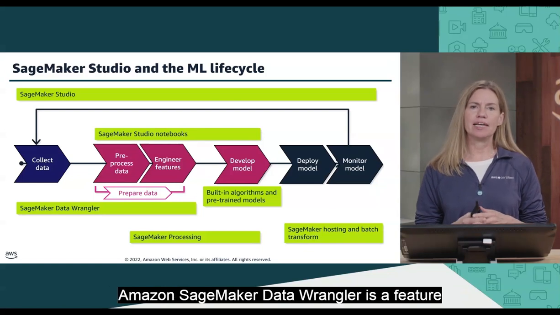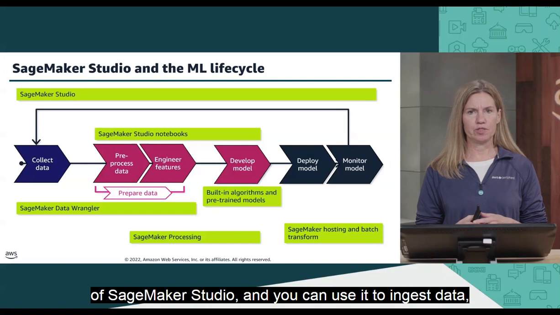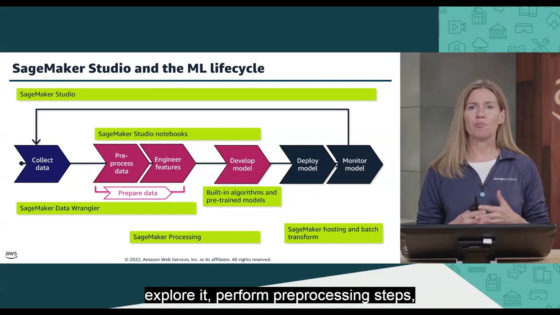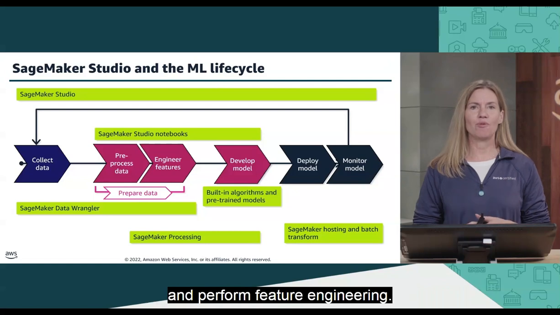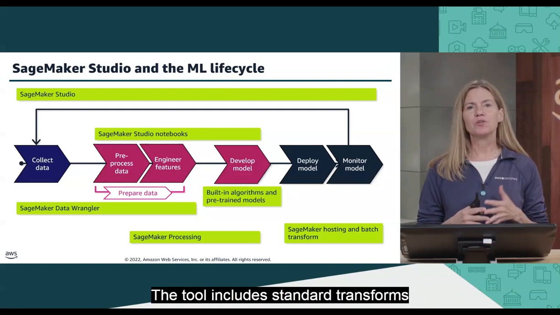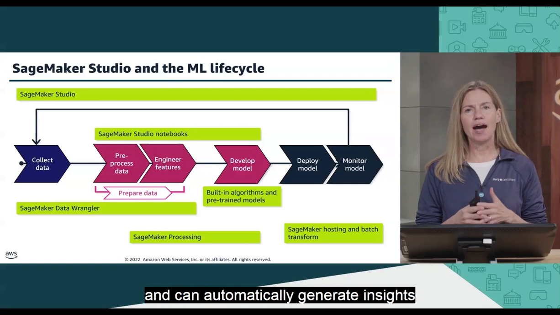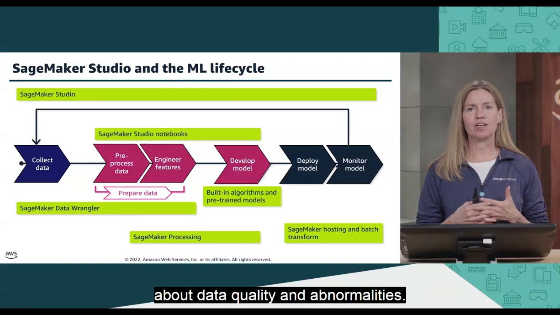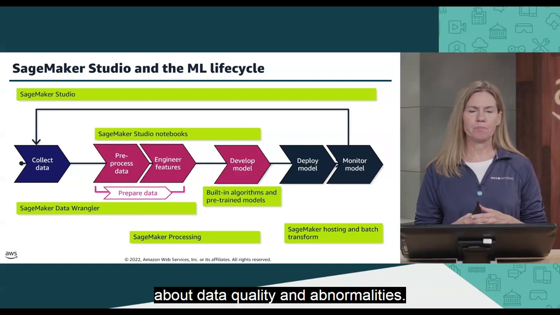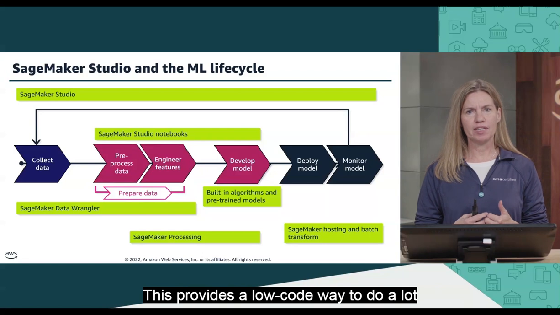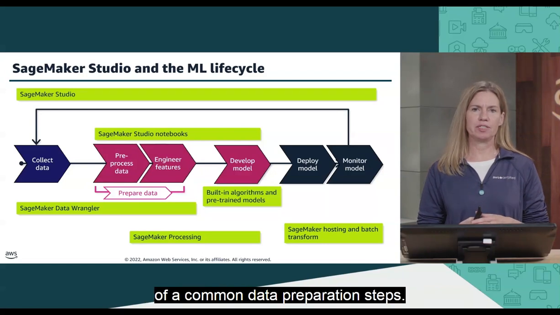Amazon SageMaker Data Wrangler is a feature of SageMaker Studio, and you can use it to ingest data, explore it, perform pre-processing steps, and perform feature engineering. The tool includes standard transforms for cleaning and feature engineering and can automatically generate insights about data quality and abnormalities. You can also define a workflow of wrangling steps to be performed. This provides a low-code way to do a lot of the common data preparation steps.